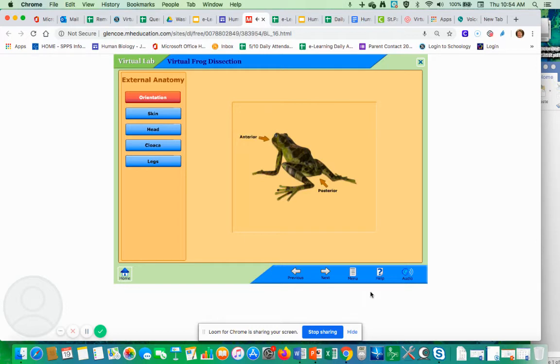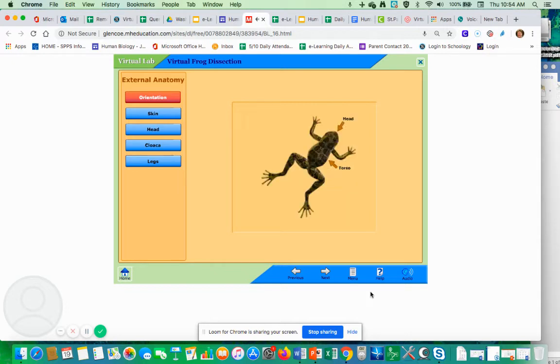Anterior means towards the front or head end, while posterior means toward the tail or rear end. Head refers to the front or anterior region, while the rest of the body is called its torso.